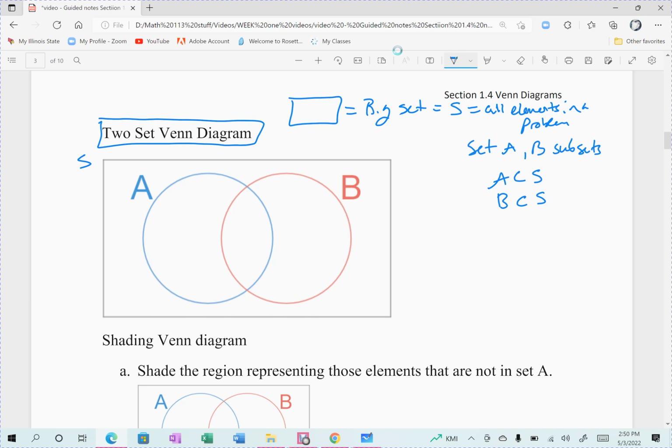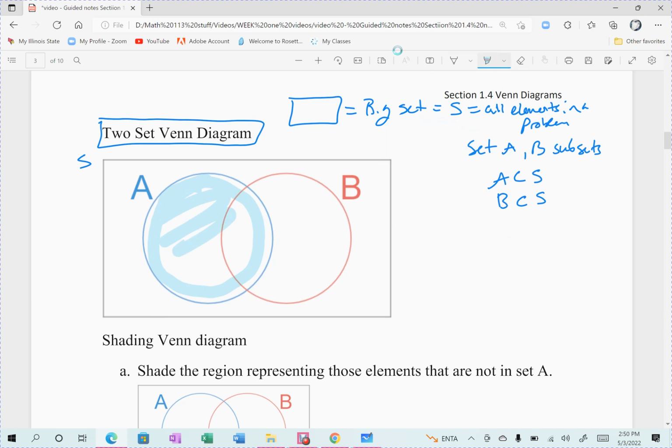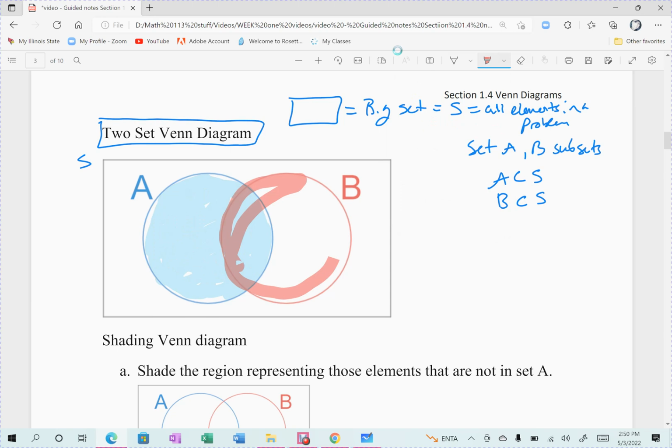Then you draw the circles in such a way where there's an overlap. Circle A is the blue circle, and you put all the elements of A in circle A. That's where you'd start. Whatever they were, they'd all go here. Some of the elements of A could be shared with B. Then I go to my circle B, and every element in B would be in the red circle.